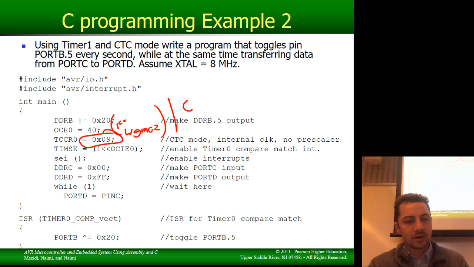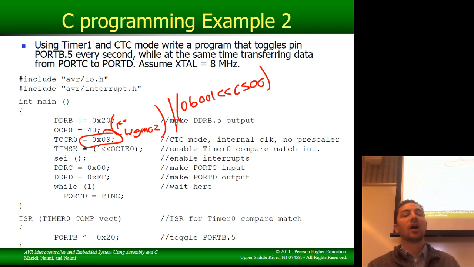I'm having a little bit of difficulty here. ORed with 0b001 shifted left by CS00. Parentheses are important. You've got to put those in order there. Much easier to see and understand what's going on.